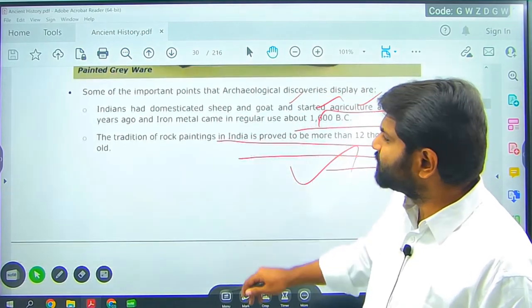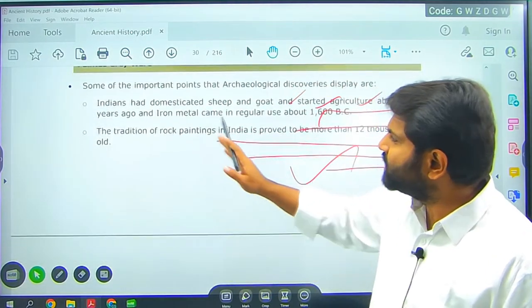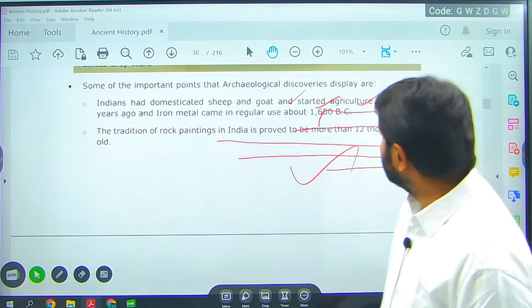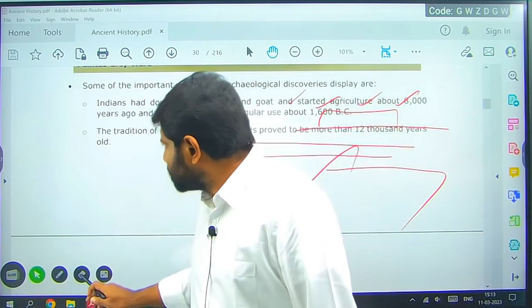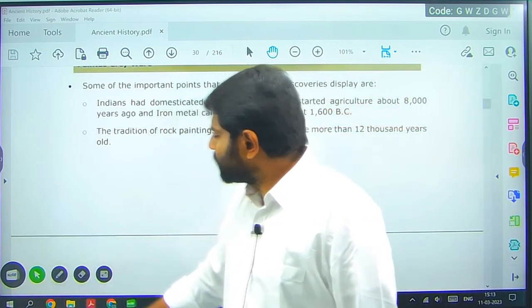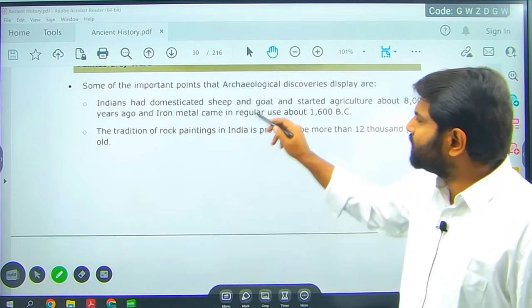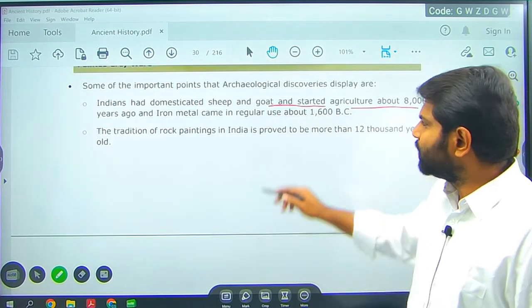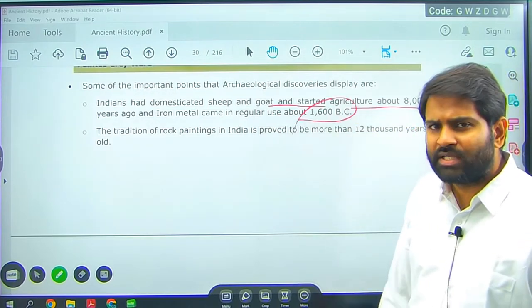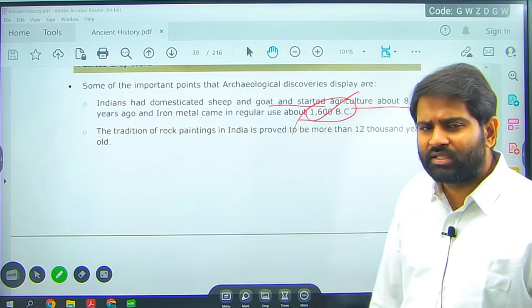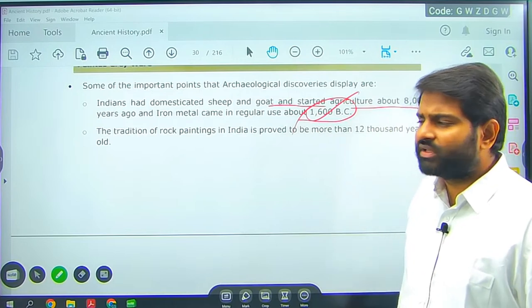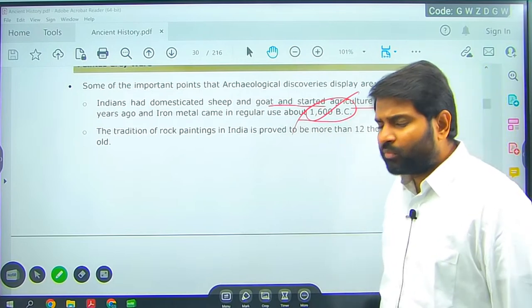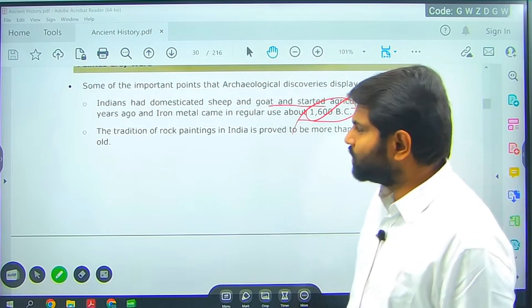Some of the important discoveries are that Indians domesticated sheep and goat, started agriculture about 8000 years ago, and iron came into picture in 1600 BC. As I said, that is where we start the Vedic civilization. Those people in Indus Valley civilization, we don't have proof that they used iron, they used bronze.